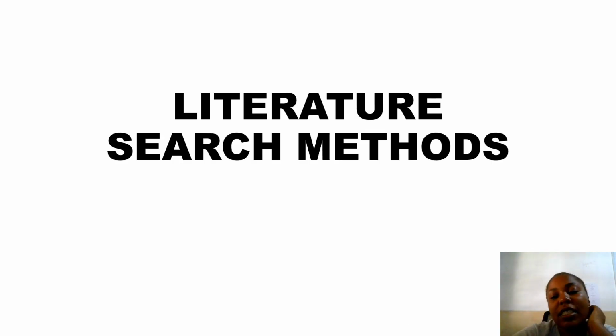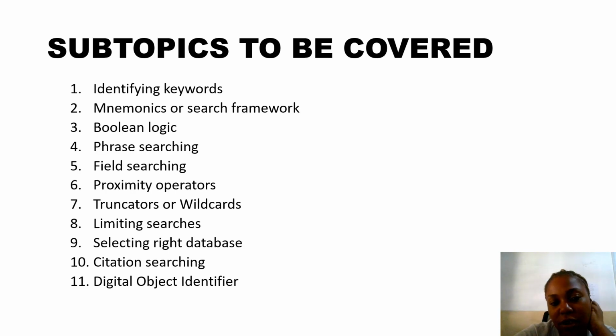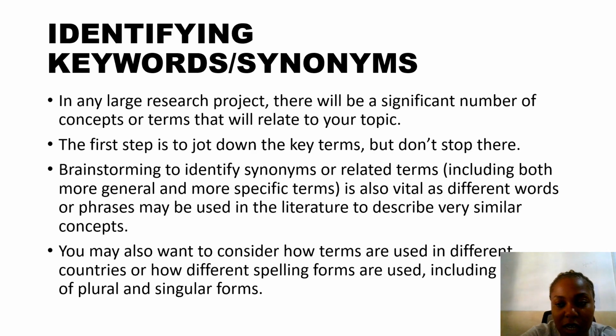Now let's move to the literature search methods. How do you search for literature? We have about 11 methods of searching for literature. One is identifying keywords, two, creating mnemonics or research frameworks, Boolean logic, phrase searching, field searching, proximity operator, truncators, wildcards, limiting searches, selecting the right database, citation searching, digital object identifier. So you see there are many. We're going to explain one by one so that you understand.